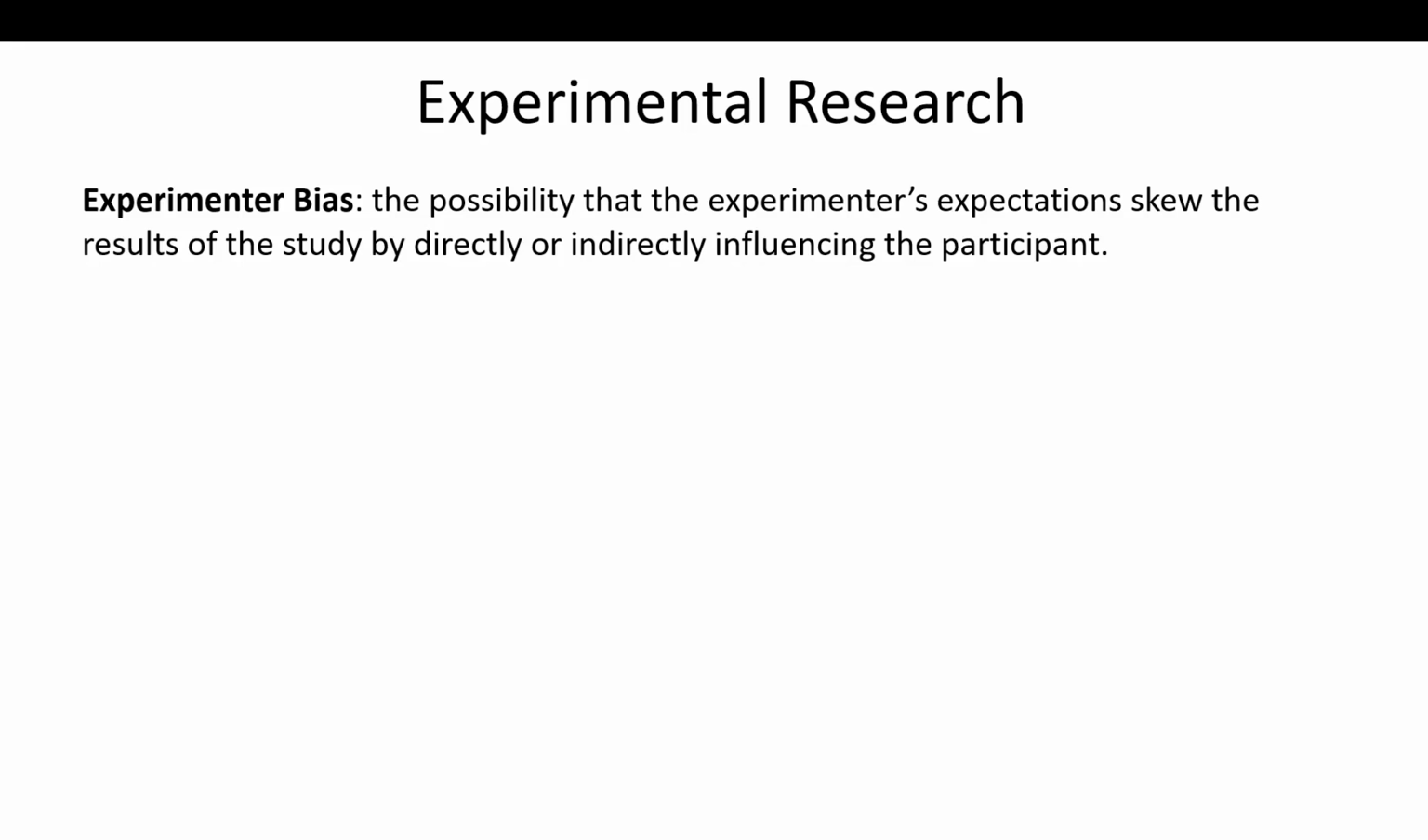But even though we have two groups and that we defined our variables, there could still be issues that arise that limit our future cause and effect results, such as experimental bias. This is the possibility that the experimenter's expectations skew the results of the study by directly or indirectly influencing the participant.